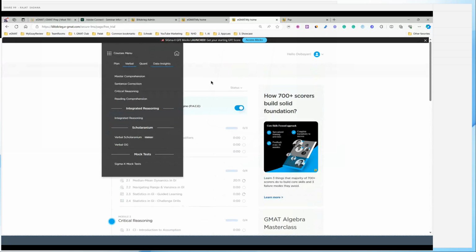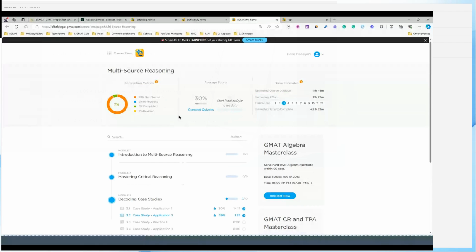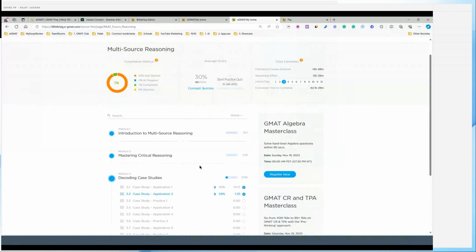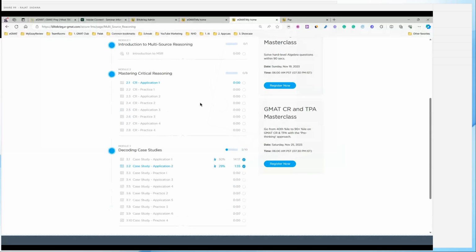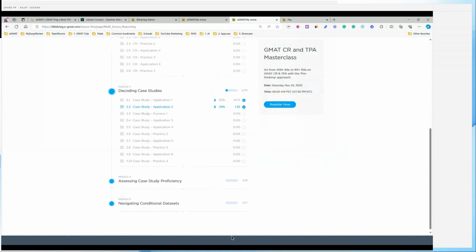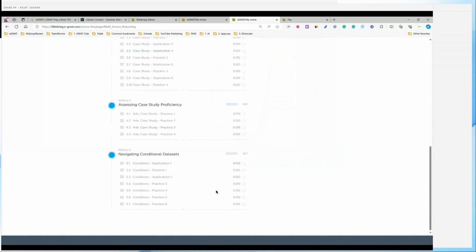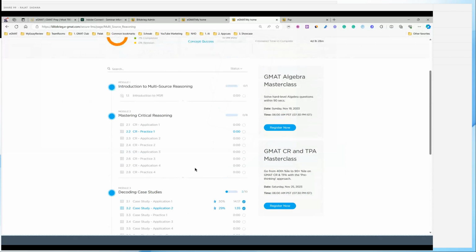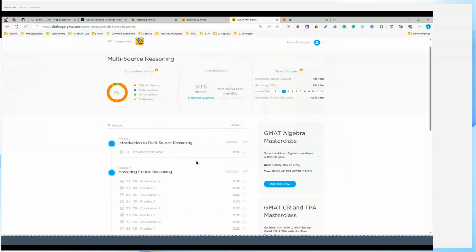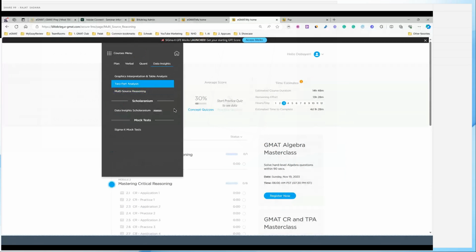For those of you who are GFE, you have a super elaborate course for MSR. We talk about what it takes to succeed in MSR, for CR type passages and for case studies type passages. We have advanced case studies and then conditional data sets in MSR. All of these have full MSR passages here, and we teach you how to apply the concept.